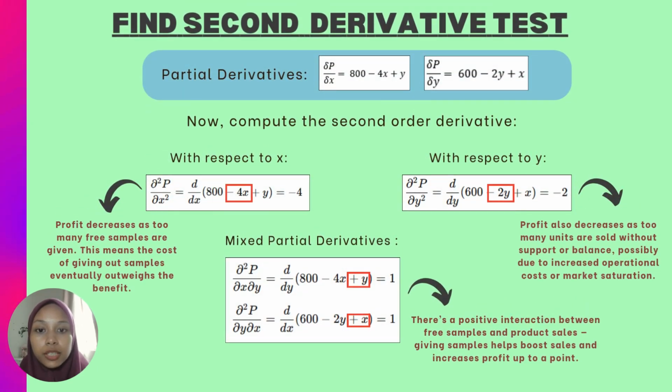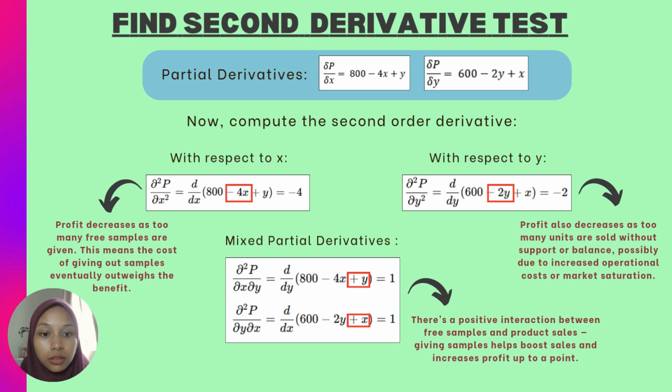The next step, we find the second derivative test from the partial derivatives that we have with respect to x and y. Now we compute the second order derivative with respect to x. As you can see, I have put the red box on the negative 4x. We differentiate that and then we get negative 4. Why do we get negative 4? Because the profit decreases as too many free samples are given. So this means the cost of giving out the samples eventually outweighs the benefits.